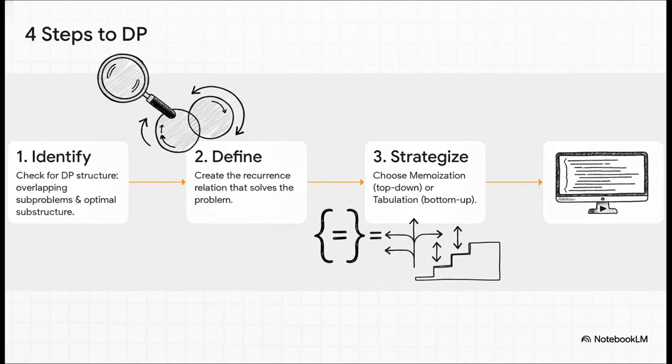Step 1, just ask yourself, hey, does this look like a DP problem? Check for those 2 conditions. Step 2, figure out the brain of the solution, that recurrence relation. Step 3, choose your weapon. Are you going to go with memoization or tabulation? And finally, step 4, code it up and solve the thing.